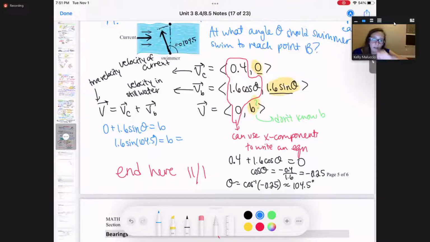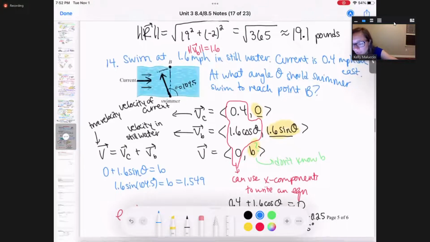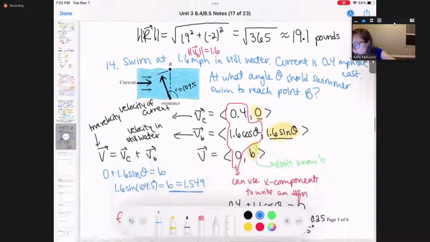So let's see. Okay, so b is about 1.55. Oh, that doesn't seem right. I got 1.549, but what was b again? Oh, little b is this distance. Okay, so this makes sense. The distance should be very, very close to 1.6. And really, we shouldn't be rounding this. But this distance is what you would actually be swimming, and then the current's kind of pushing you towards the end. So you're not missing very much.